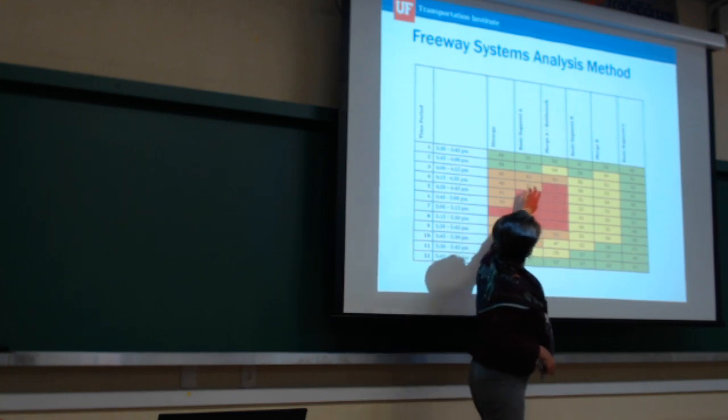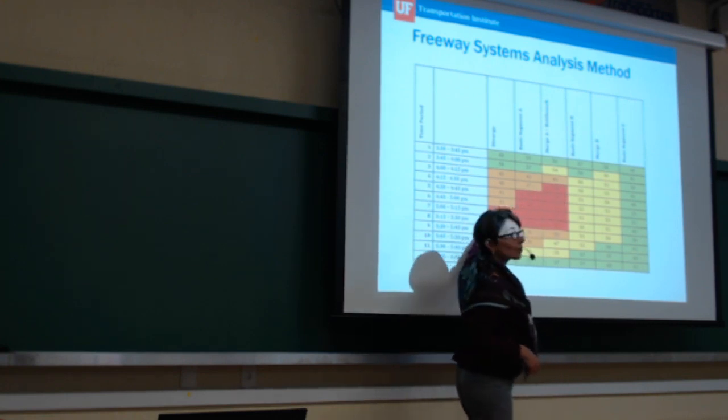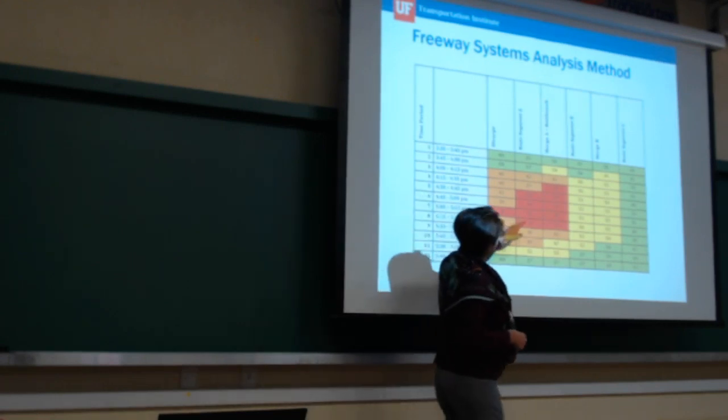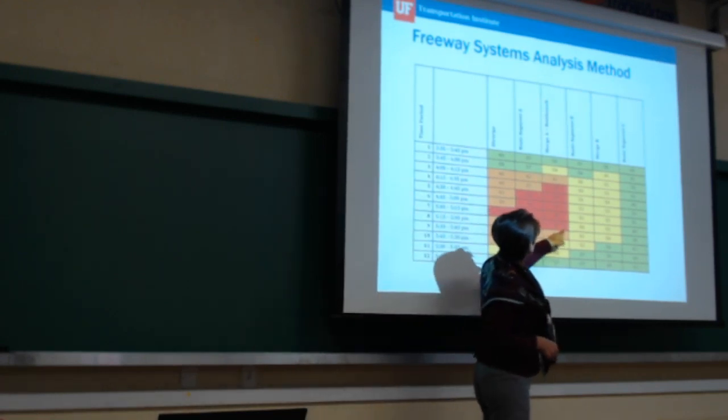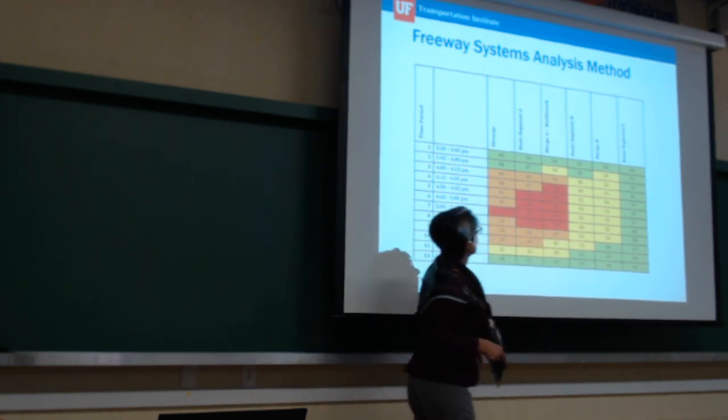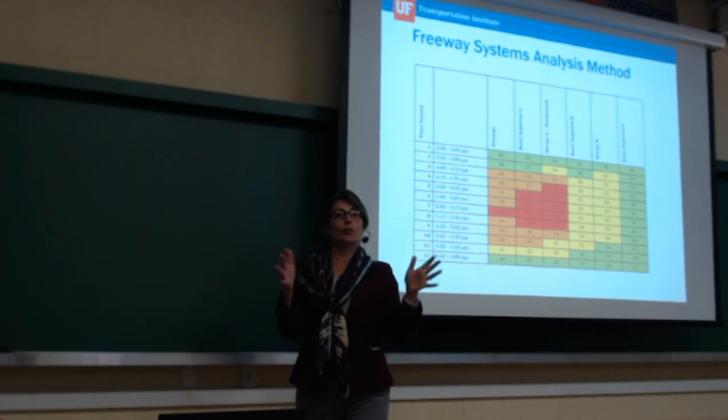The congestion starts to spread further upstream and further upstream. And then when you get to this interval, now it starts to dissipate and your Q starts to shrink.